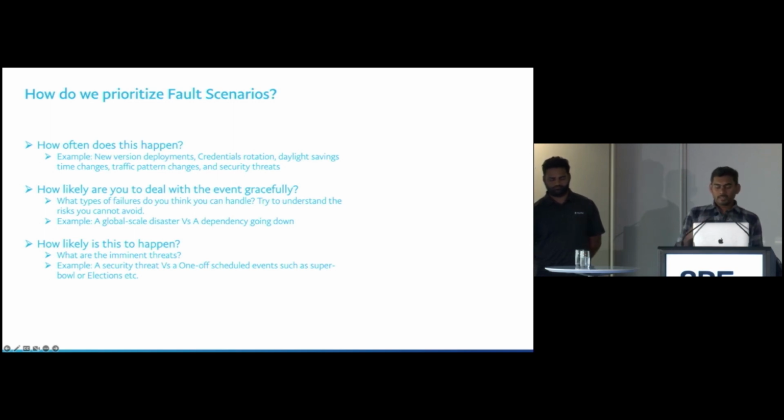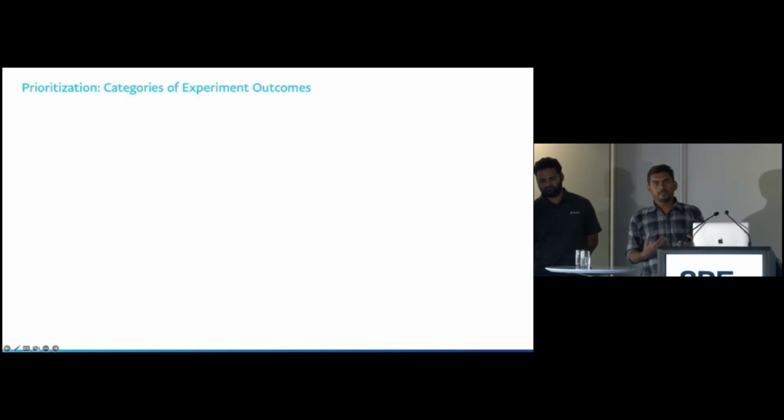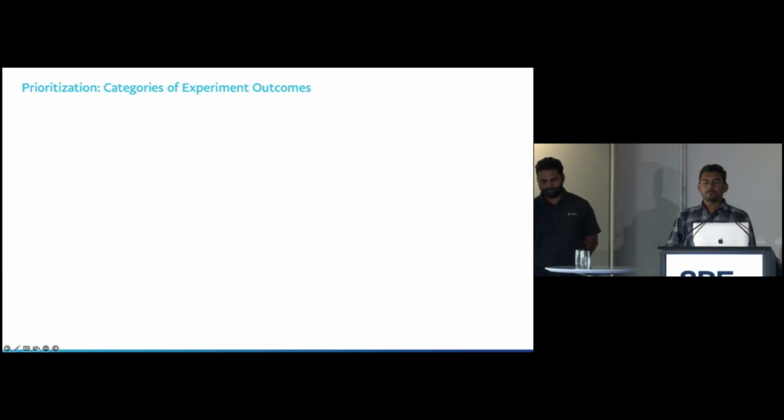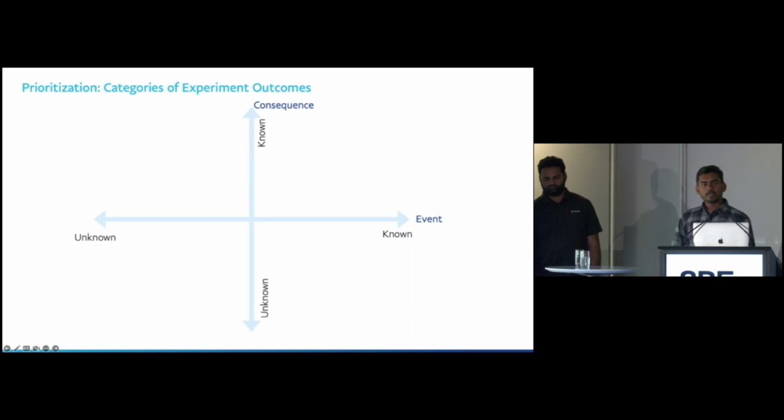Now, another interesting framework that actually helped us in the last few years to prioritize these faults or experiment scenarios is based on the experiment outcomes. So now we are injecting faults. So we are actually causing some events, and because of that, there are some consequences that are happening out of our system. So if you look at the axis, event versus consequences, and event moves from unknown to known area, and then consequences goes from unknown to known.